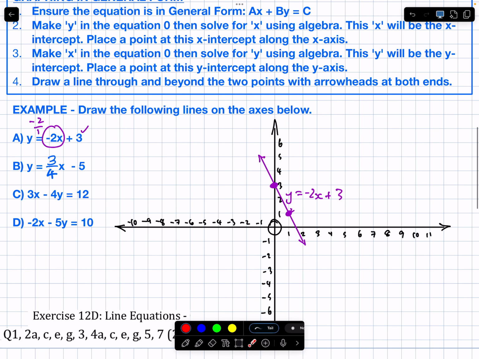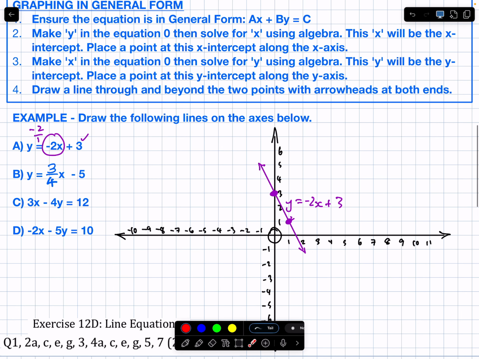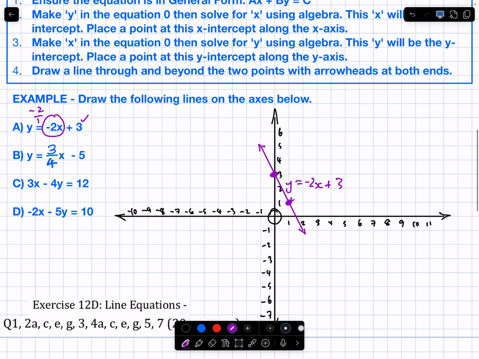Anyone able to help me out with this second one? Is B written in slope intercept form? Nope. You sure? Is y by itself? Is there something timesing x? Is there a number by itself? So it's y is equal to mx plus c. What's the y-intercept this time? In this one? Negative 5. So I'm going to put a dot here.